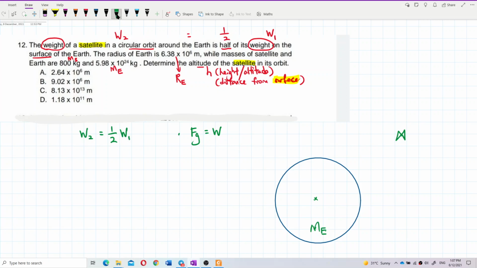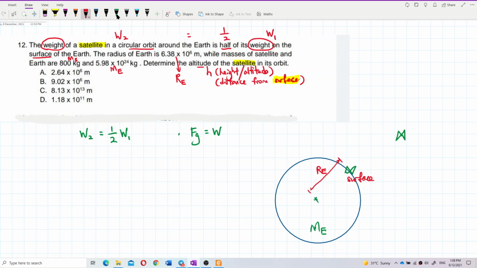So r is the one on the surface, like that. We can say, talking about the r, this is the r. Okay, so on the surface, our r is the radius of Earth, understand that?